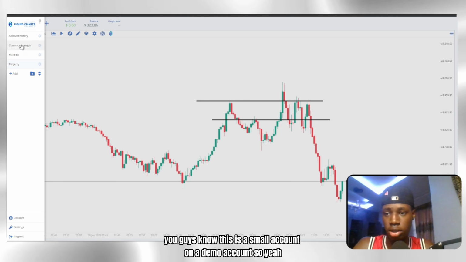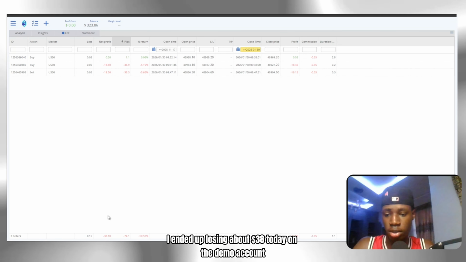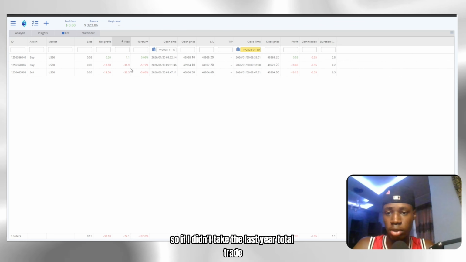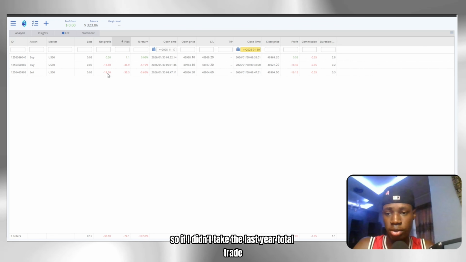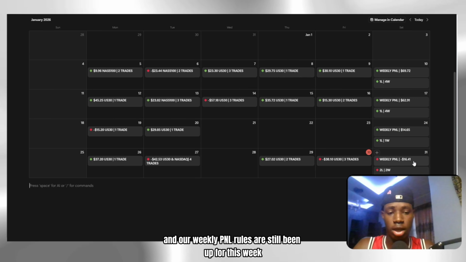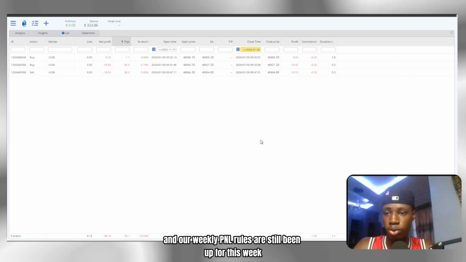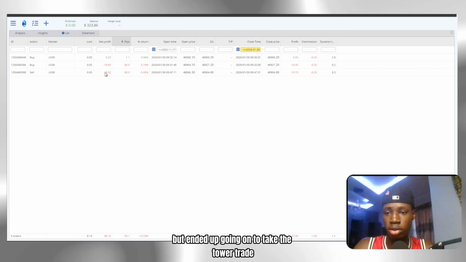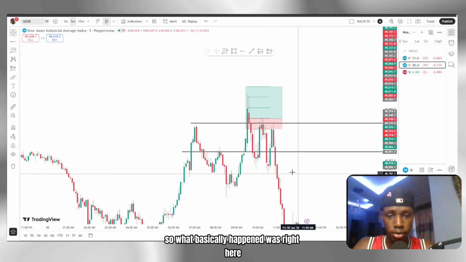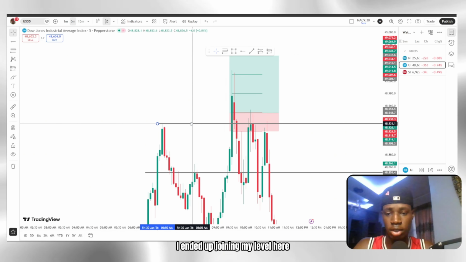You guys know this is a small account on a demo account. So I ended up losing about $38 today on the demo account. If I didn't take the last third trade, I would have just been down to $18 for the day, and our weekly P&L would have still been up for this week, but I ended up going on to take the third trade. So what basically happened was right here, I ended up drawing my level here.